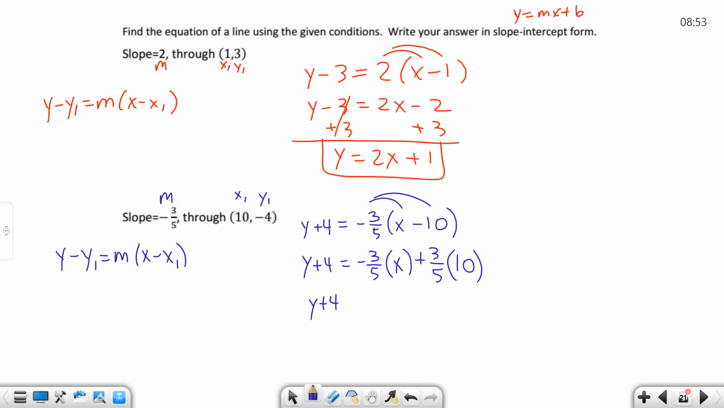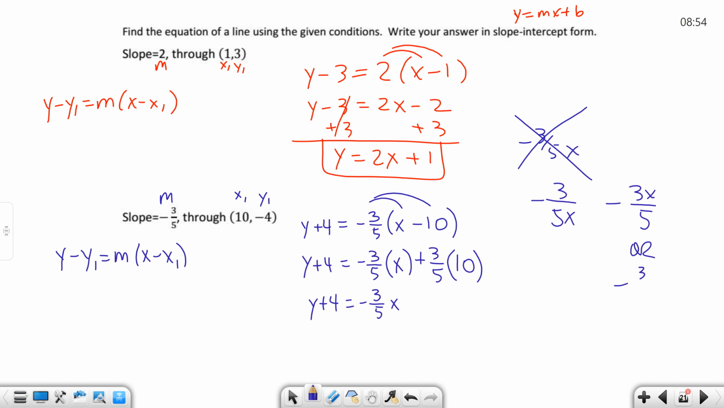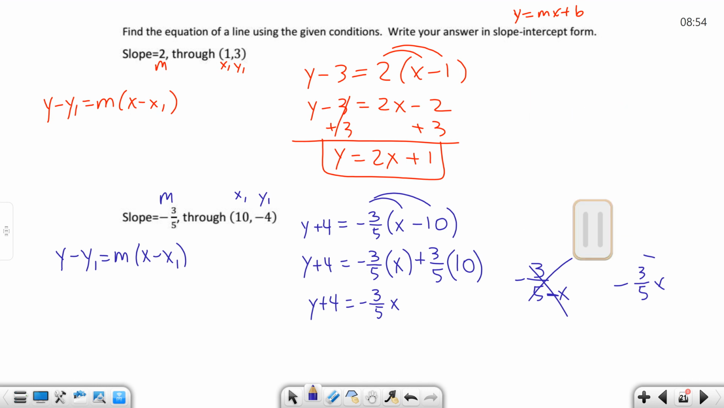So y plus 4 equals negative 3/5 x, right? That's just straight across. And look, don't do this. That's wrong. That's bad. You can write it this way or you can write it this way. And don't do this either, because then it looks like, even though the fraction line's not out there, the x is down here with the 5. Don't do that either. Okay? So, look, I'm nitpicky, but again, that's attention to detail.